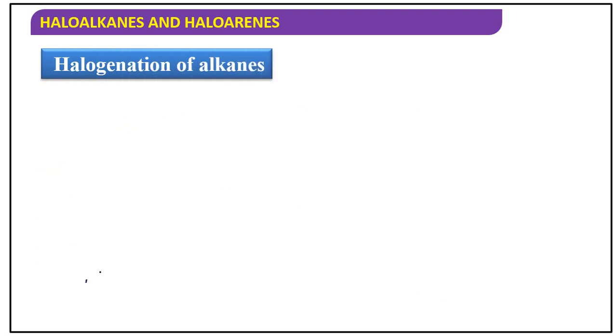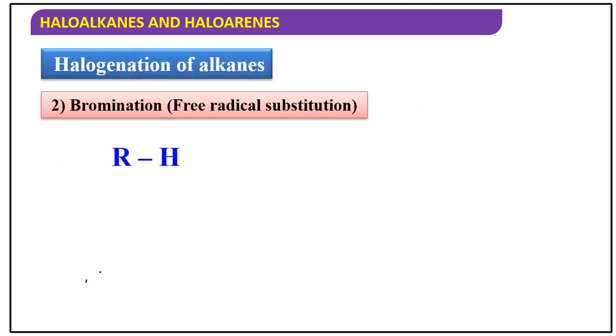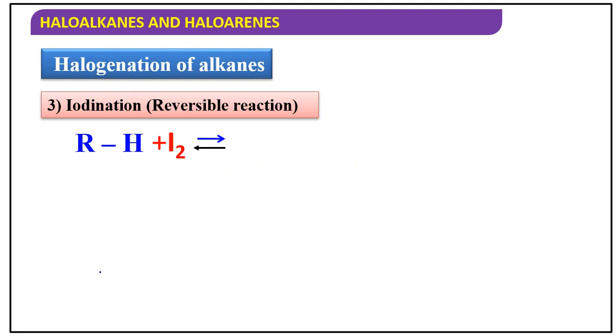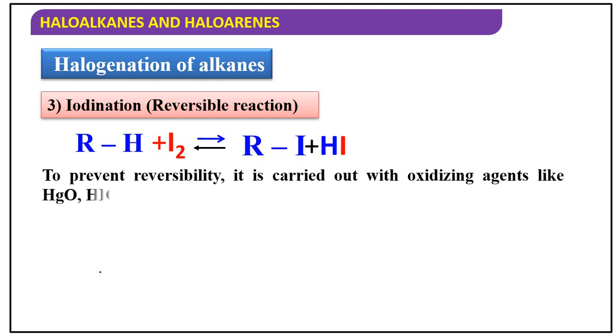Next, halogenation of alkanes. Bromination is a free radical substitution reaction, we already know that. Halogenation of alkanes with iodine: iodination is a reversible reaction. It came just before also. See, the R-I bond strength is less, so it will break easily and again form iodine. This R and I bond length is more and strength is less, so it can easily break and form iodine again.